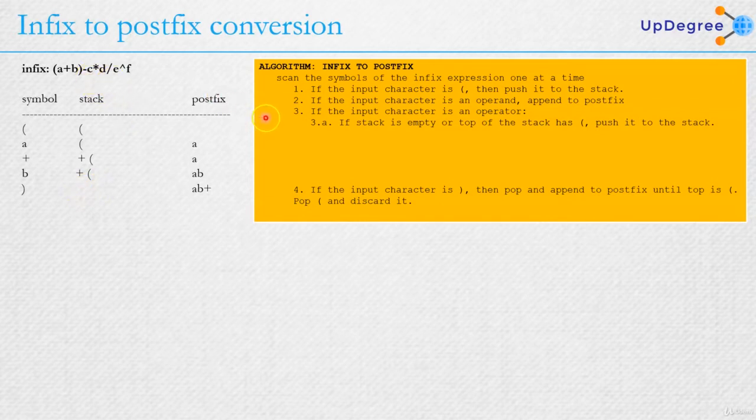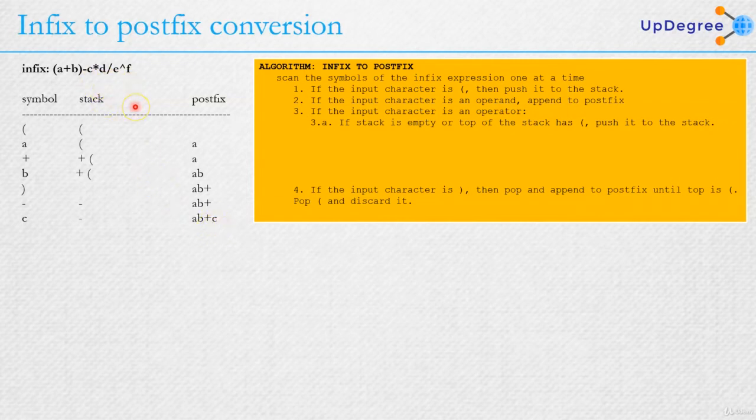The next symbol is minus, and in case we get an operator, our rule says if the stack is empty or the top of the stack has left parenthesis, then push it to the stack. In our case, now the stack is empty, so when we get a minus, we are going to push it into the stack. The next symbol is C, which is an operand. In case of an operand, we know that we have to append it to the postfix.